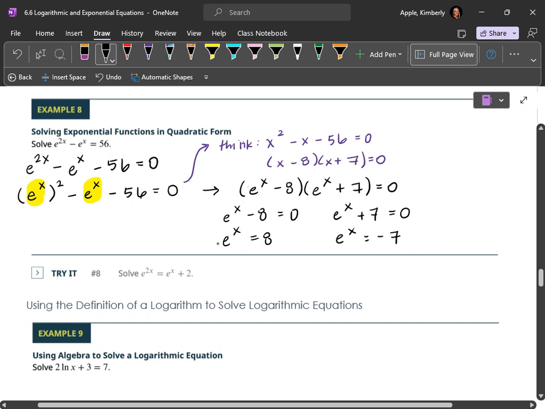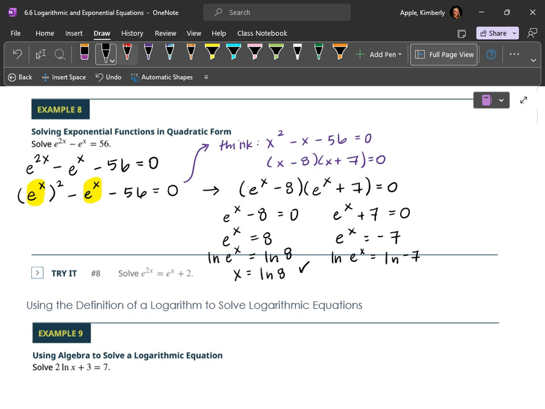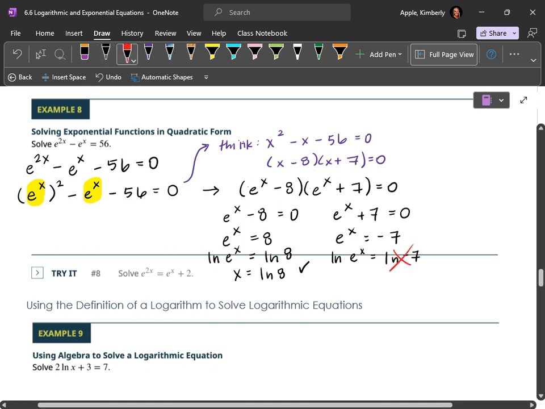And remember, at this stage, we're going to take the ln of both sides. So the ln of e to the x equals the ln of 8. And that's going to be x equals the ln of 8. And that's a valid solution. And then here, if we take the ln of both sides, we'll have ln of e to the x, which is fine, and ln of negative 7, which is definitely not fine, right? Because negative numbers are not in the domain of the logarithm. And so we call this an extraneous solution.